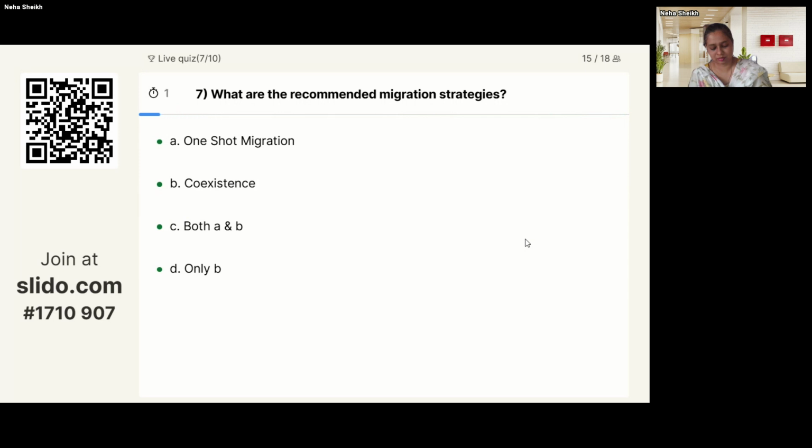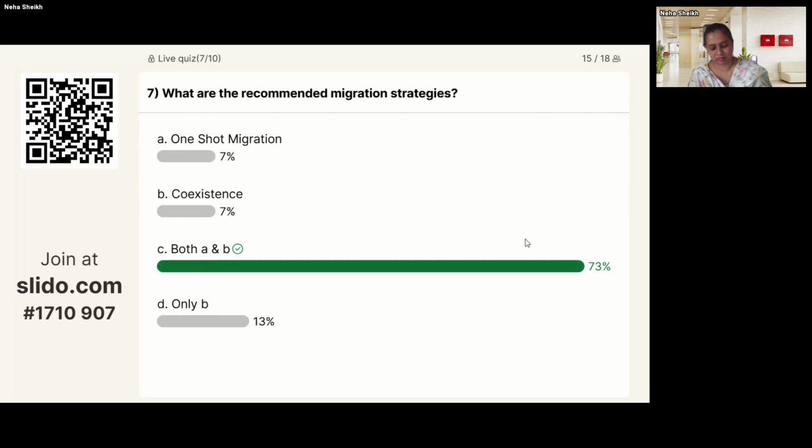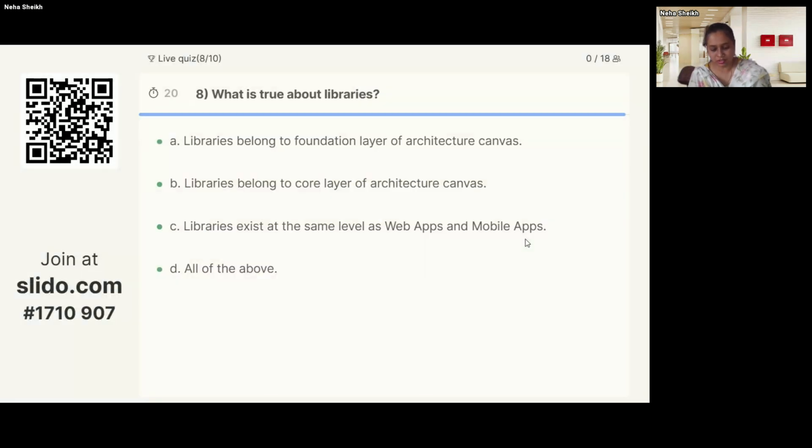Okay. The answer is C. We have both one shot and coexistence. Depends on your scenario, what you want to choose, right? So the answer is C. Let's go to the next question. What is true about libraries?